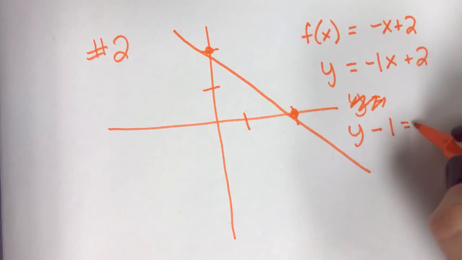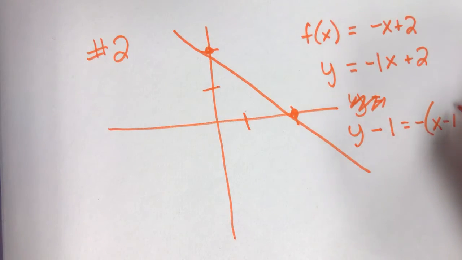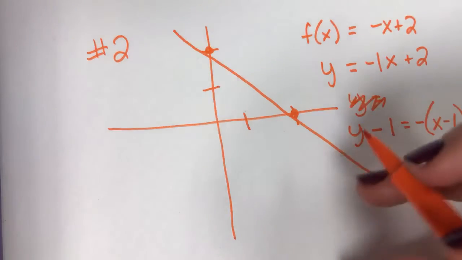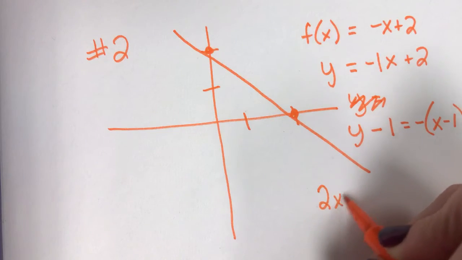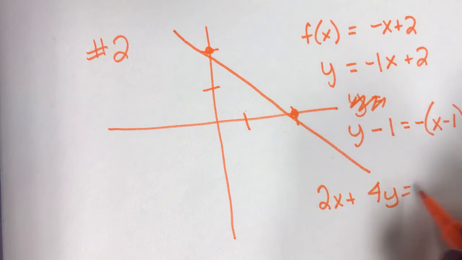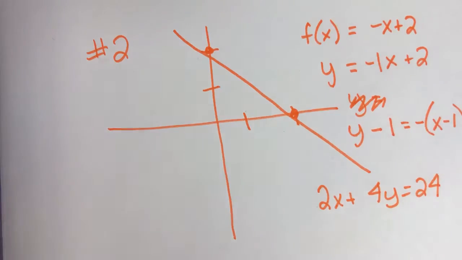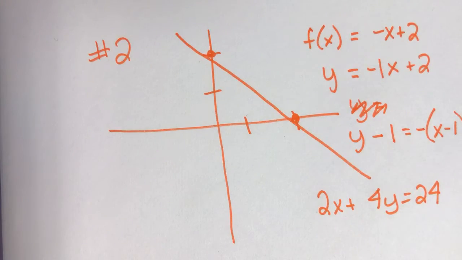Y minus 1 equals negative, and then we have x minus 1. And then the final option that we have is 2x plus 4y equals 24. Okay, so these are the 4 options we have to choose from, and we need to decide if each one is right or wrong.